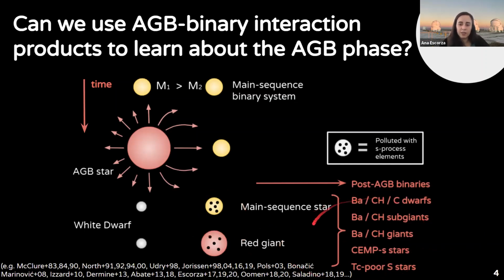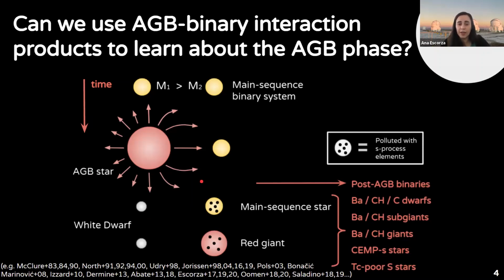And the way all these families form is more or less the same, it is the following. We have a binary system with two main sequence stars. One of them, more massive than the other one, will evolve faster and will reach the AGB phase earlier than its companion. Time goes from top to bottom in my cartoon. This AGB star will make those s-process elements in the helium-rich intershell that I showed you a couple of slides before. And the third dredge-up will bring those elements to the surface that then can leave the star and pollute the companion.